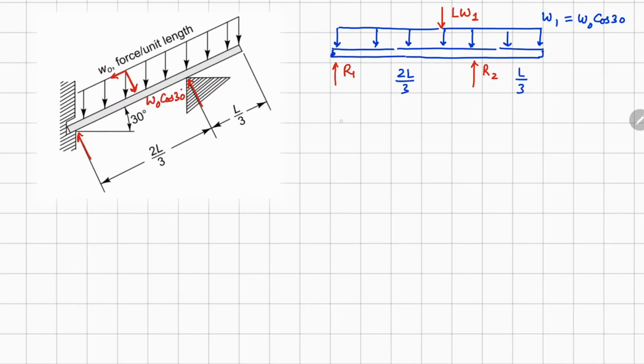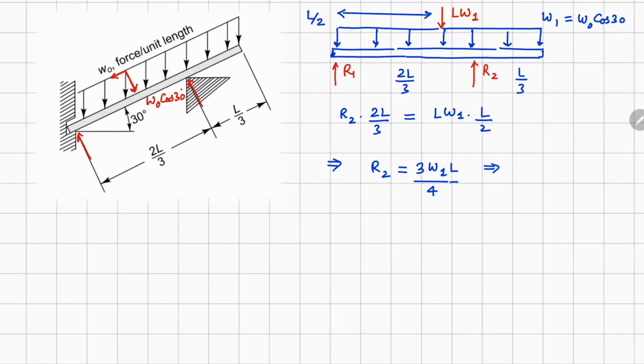We can find out the value of these reactions by doing the moment balance. If I do moment balance about this point, I will get R2 times 2L over 3 equals L times W1, as it will be acting at the center of this beam. So this distance from here to here is going to be L by 2. From this you can calculate R2 equals 3 W1 L divided by 4. And similarly, if I take the moment about point 2, I can get the value of R1, which is W1 L divided by 4. So these are the reactions.